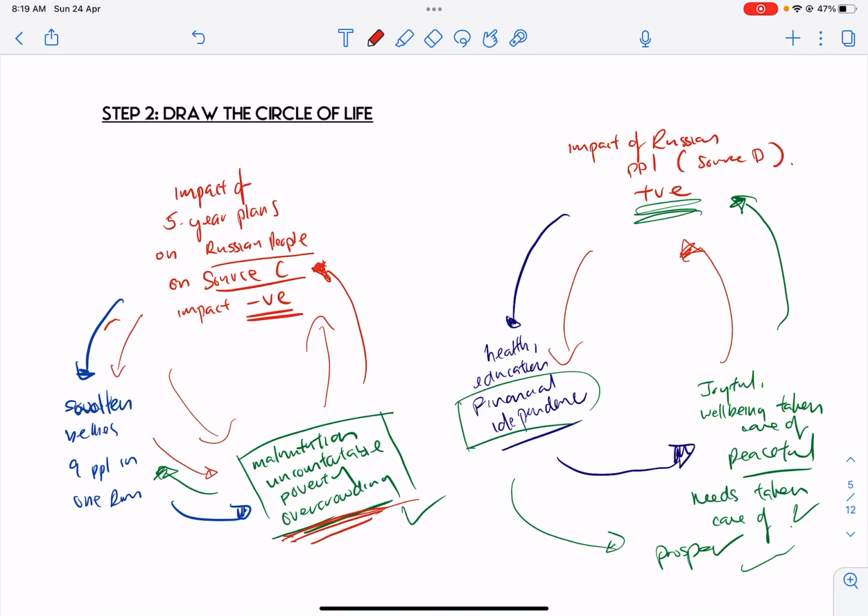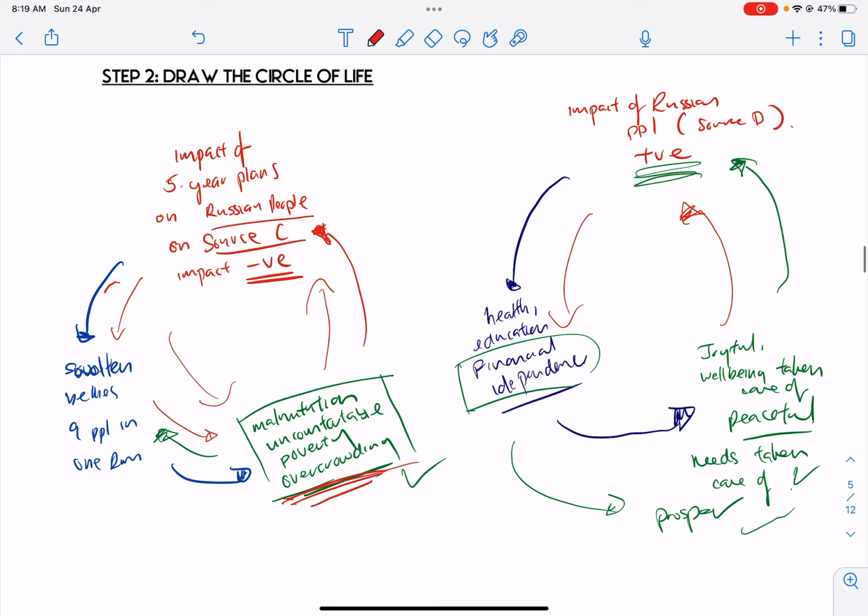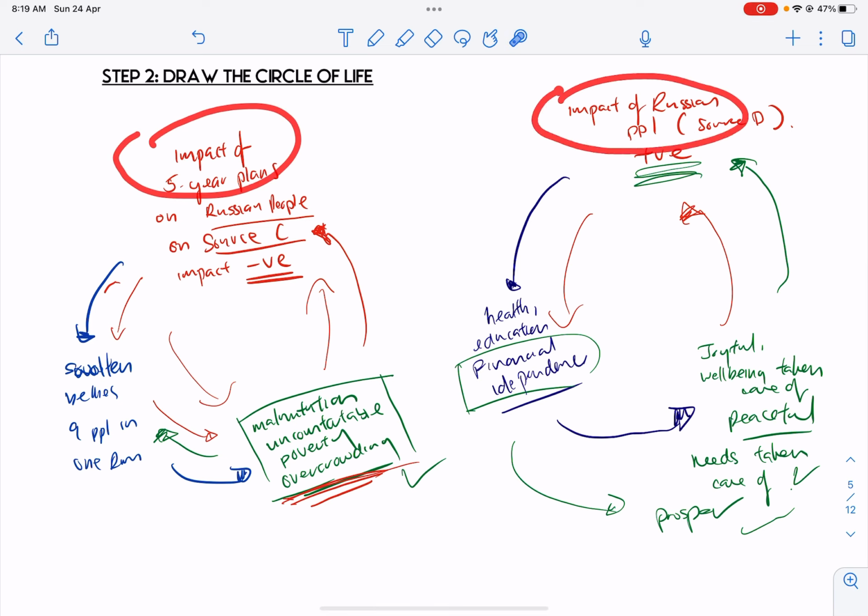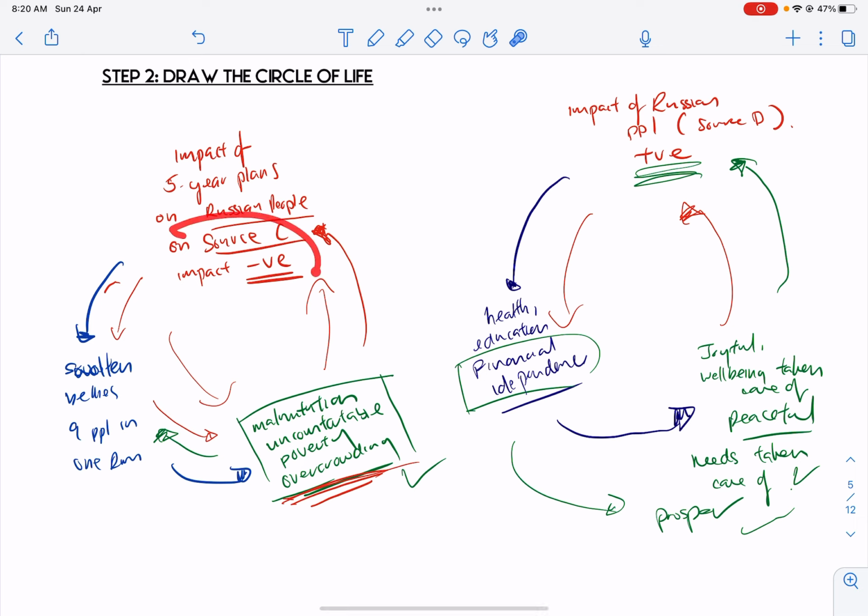Alright, welcome back. Previously we have drawn these two circles. Now we're going to write down the answer based on this. So where's my BOC? My BOC is actually here: the impact on the Five-Year Plans. You can see the BOC is the same, on the Russian people. Then you see one is negative, one is positive.